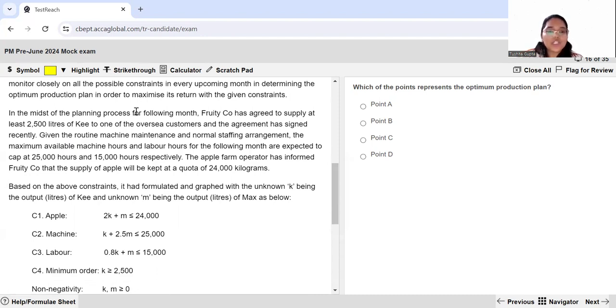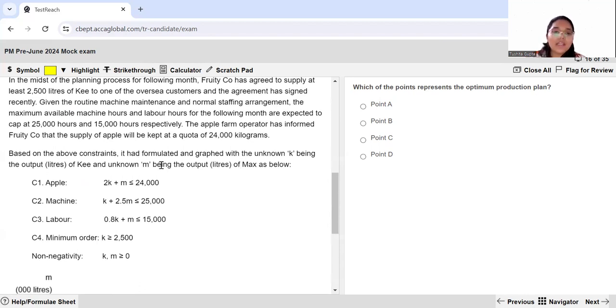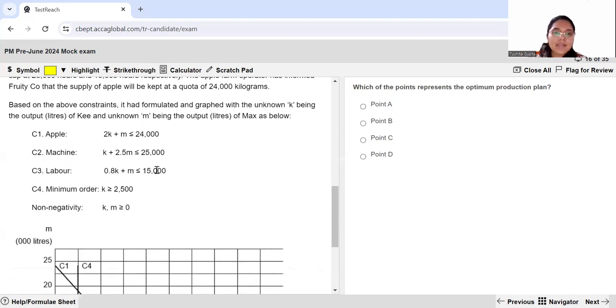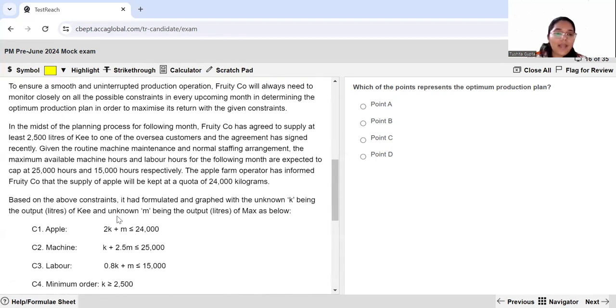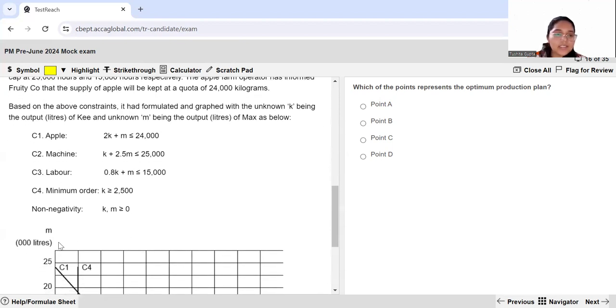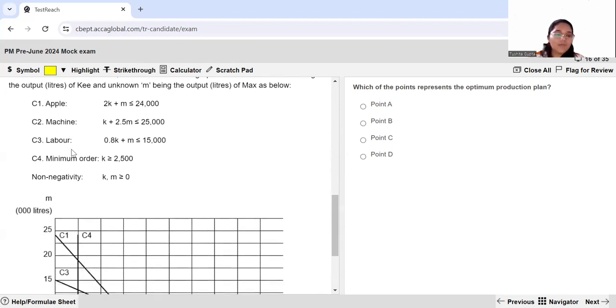Given the routine machine maintenance and normal staffing arrangement, the maximum available machine hours and labor hours for the following month are expected to cap at 25,000 hours and 15,000 hours respectively. The farm operator has informed Fruity Company that the supply of apples will be kept at a quota of 24,000 kilograms. So based on the above constraints, it has formulated a graph with the unknown K being the output liters of Key and unknown M being the output liters of Max. All of the constraints which you see over here have been put together into equations, and you have the constraint equations formed for you.